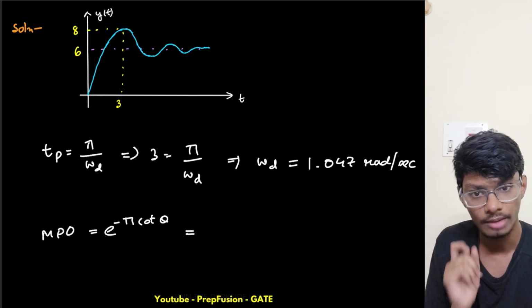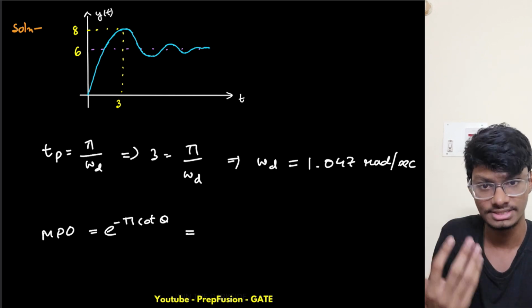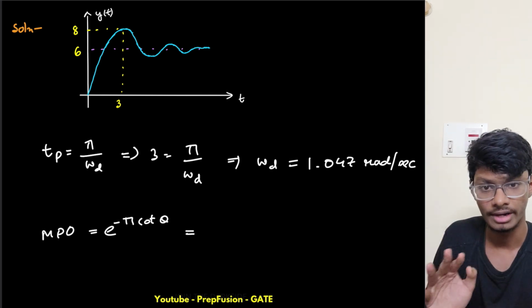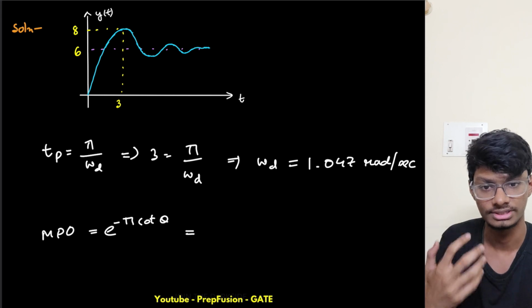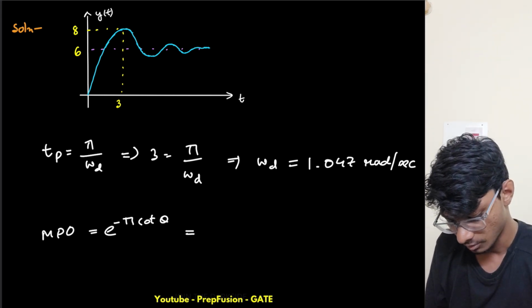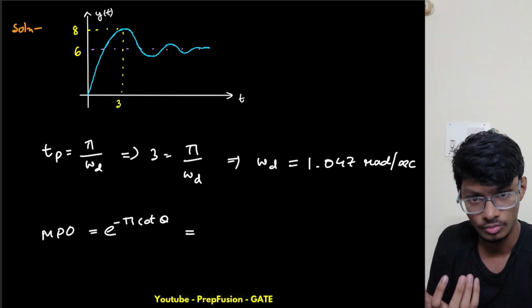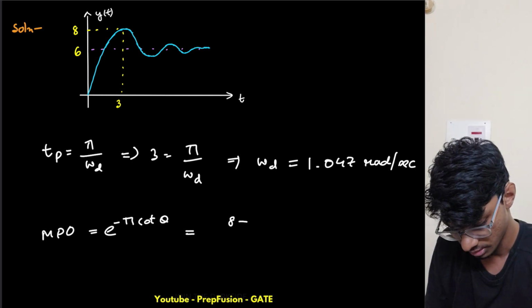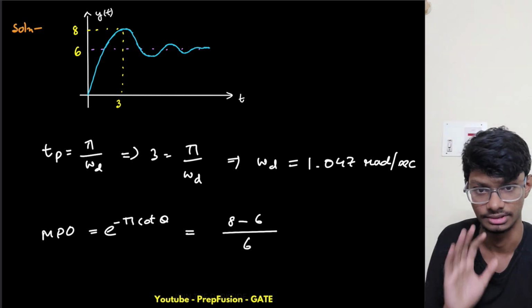So simply, I'm getting e raised to power minus pi cot theta, which is independent of my DC gain and the amplitude of the step function. That's why MPO won't matter whatever amplitude of input I am giving and whatever the DC gain of the system is. It is independent of those two things. So this will be e raised to minus pi cot theta, which equals the peak value minus the steady state value divided by the steady state value. It just normalizes it.